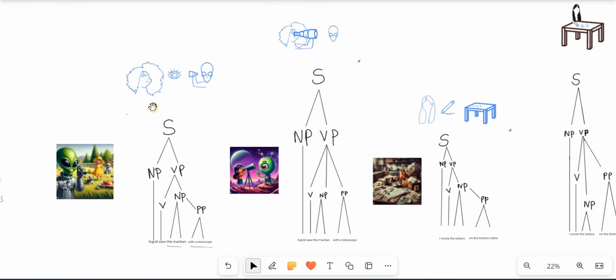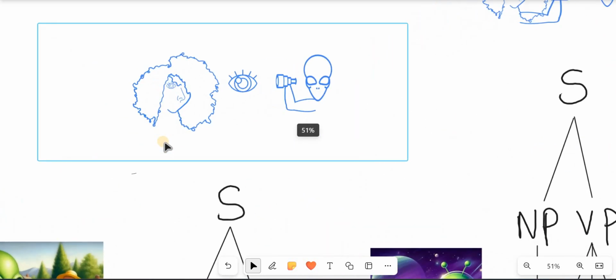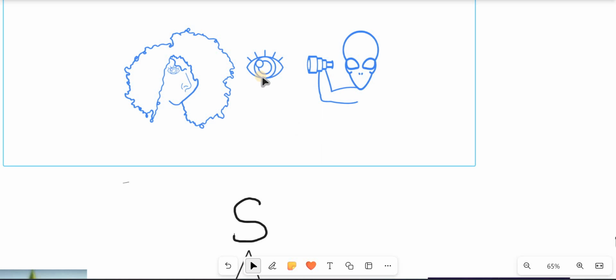Now again, let us take this particular picture here. Here Ingrid saw the Martian with the telescope. So the Martian with the telescope: the noun phrase the Martian is connected with the prepositional phrase with the telescope, right? So Ingrid saw the Martian with the telescope.